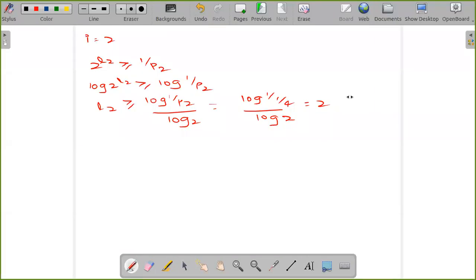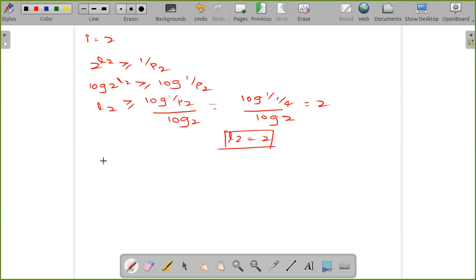As it is already an integer, I should not round off anything now. So 2 is the value here. L2 equals 2, because I got a perfect value. It is not like 2.01, 2 point something. It is 2, so I should choose L2 equal to 2 only.